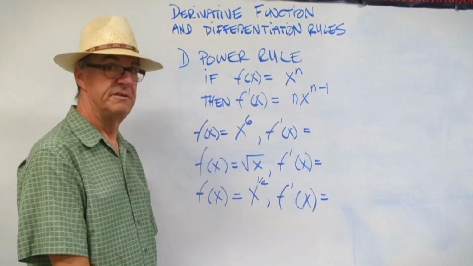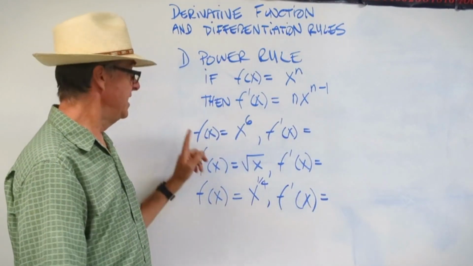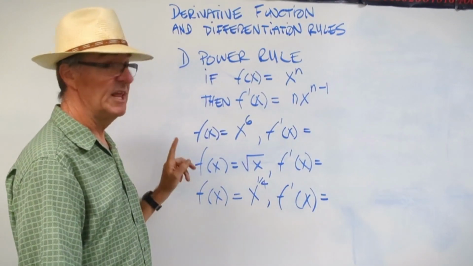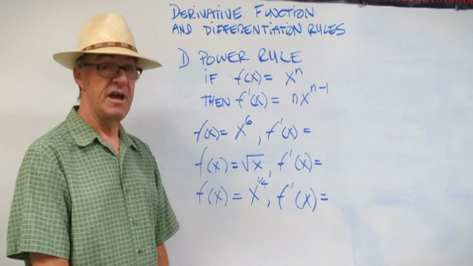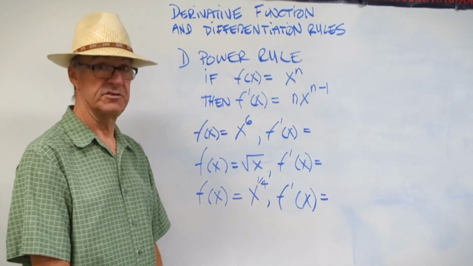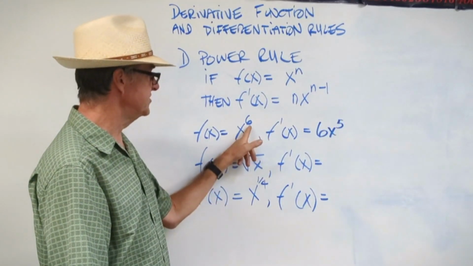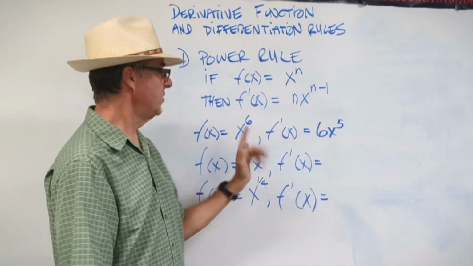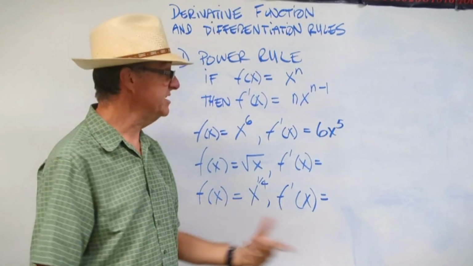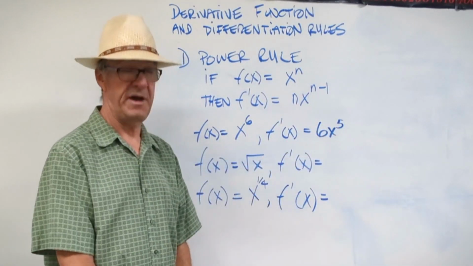Let me give you another one. Okay, let's do these one at a time. Here's your first one, very similar to the last one. f of x equals x to the 6. Pause the video and find your f prime of x, your derivative function. So all we did is we just took the 6, put it in front of the x, reduced the 6 by 1. So our derivative function for x to the 6th is 6x to the 5th power.